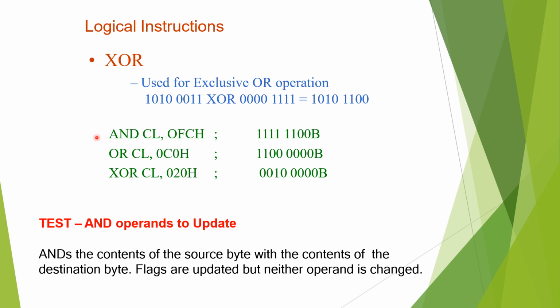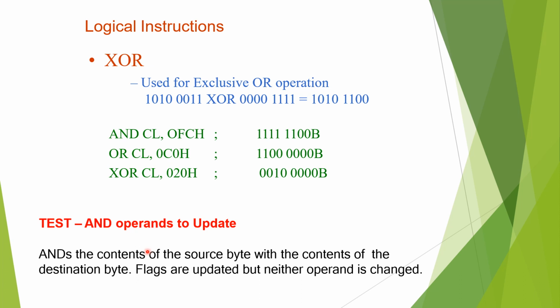Some examples are presented. So AND CL, 0FCH. So this is for the AND operation. And OR CL, 0C0H. So all these, 0FCH and 0C0H, are the immediate data. Then XOR CL, 020H. So this is also an immediate data that has to be XORed with the content of the CL register. The next instruction we have is the test instruction.